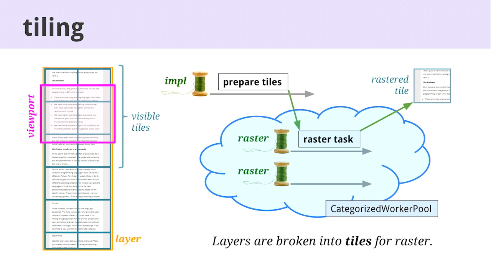Tiles are rastered with a pool of dedicated raster threads. So the compositor thread has an object called the tile manager, which creates the tiles and schedules raster tasks on that worker pool, prioritized based on their distance from the viewport. And each raster task produces a bitmap for a particular tile. By the way, a layer actually has multiple tilings for different resolutions, which this slide doesn't show because there's enough going on already, but just keep that in mind.